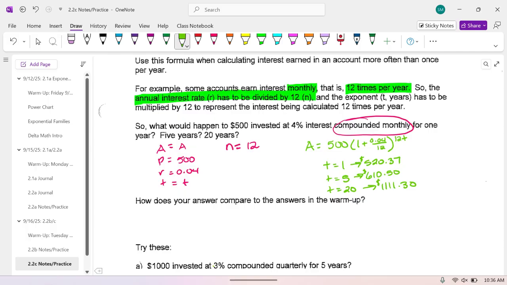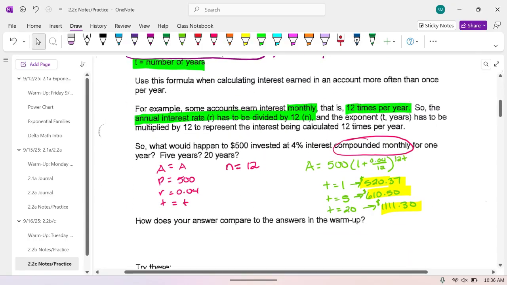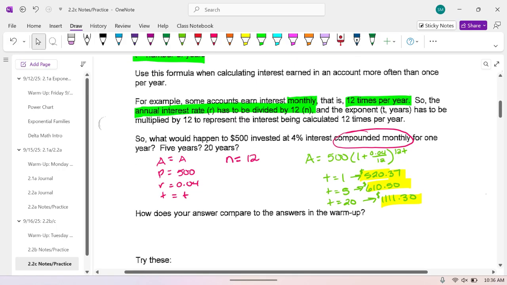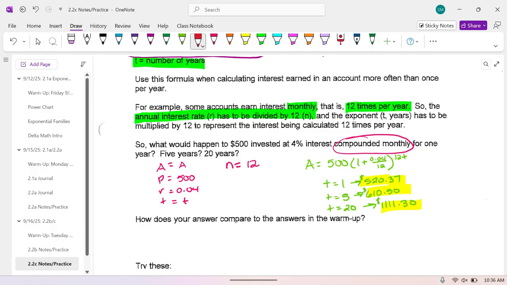So based off of the 3 answers that we just got, how does that compare to the one that we did when we compounded annually? So the one we did up here. What happened? So between the ones we did up here, that one increased, and then that one also increased. So you made more money when it was compounded monthly, right? So you made more money when you're compounded monthly, which is true.